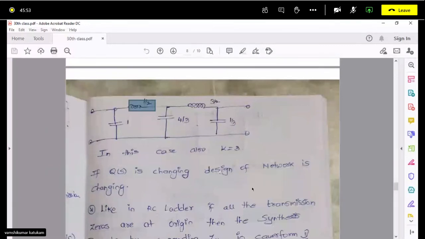If you design a network, it is based on some criteria, a number of criteria. When you design a network, many criteria will be there. You have to reduce the power loss of the network, you have to see whether the components are available, and you have to see whether the designed network is economical. There are many things. So the same transfer function can be realized by changing capital Q(S).